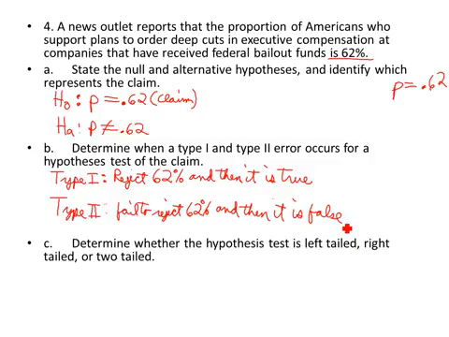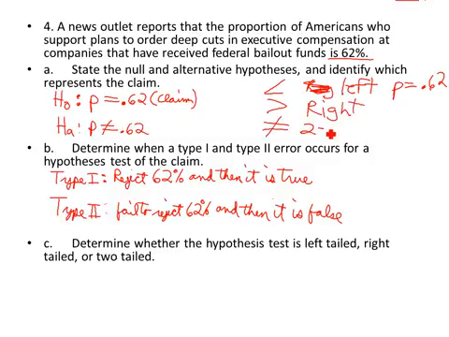Determine whether the hypothesis is left-tailed, right-tailed, or two-tailed. You look at your alternative hypothesis, if it's got not equal to, and you might want to write that down somewhere. Remember, that's right-tailed. No, it's not. That's left-tailed. That's right-tailed. That's two-tailed. So what is this one? Two-tailed.